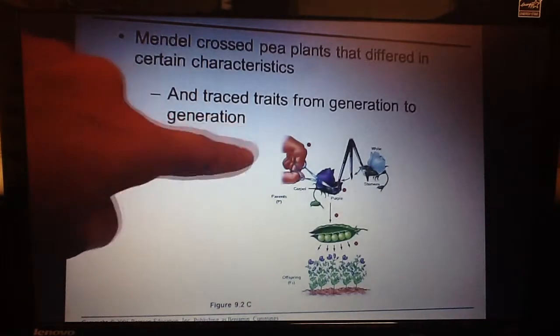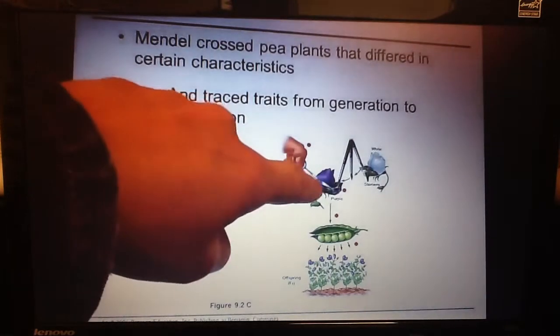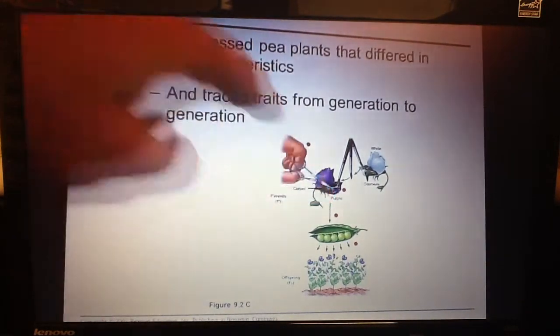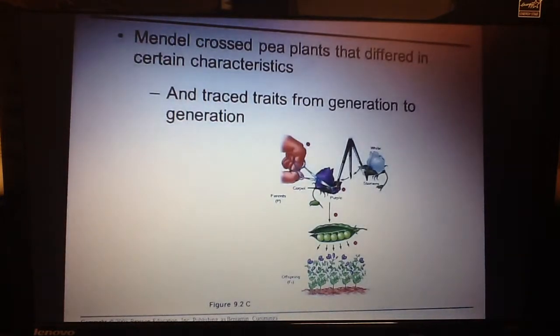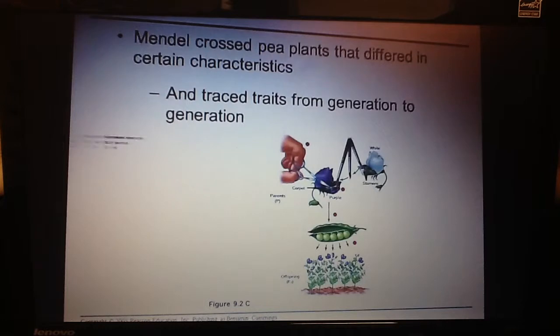So we talked about the parent generation. Here he took the stamen, the male parts, off of a purple plant and combined it with the carpel of the white plant. And in doing that, what he ended up making was his F1 offspring. But unbeknownst to him at the time, what he found was he had only purple offspring.